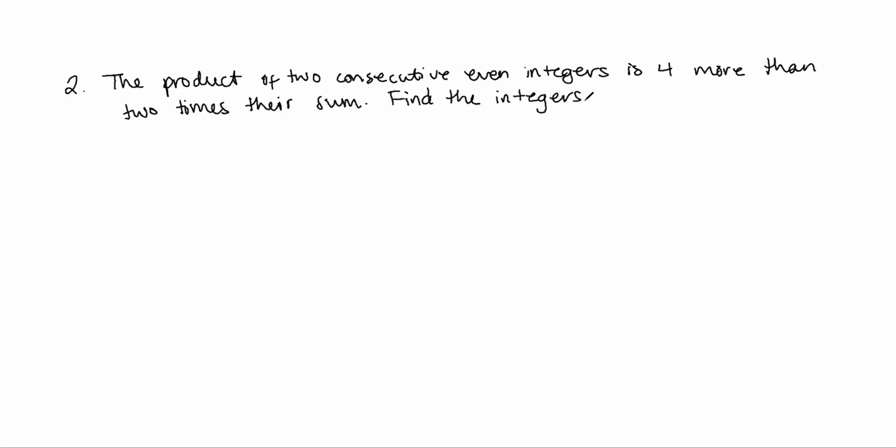All right, so looking through this again, we have the product of two consecutive even integers. Just focusing on that part first. Consecutive even integers, you want to think of numbers like 2 and 4 or 10 and 12, two even integers that come one right after the other.